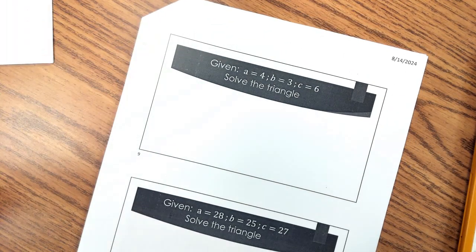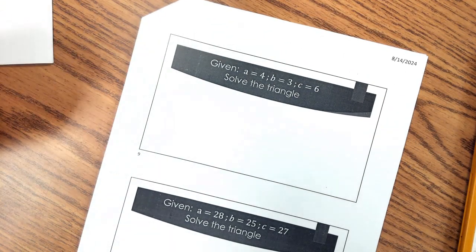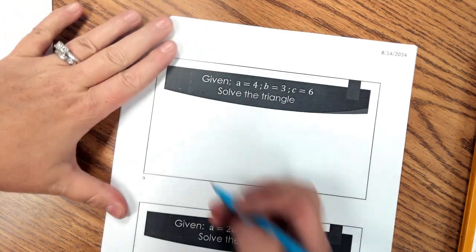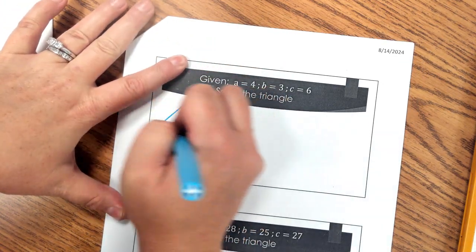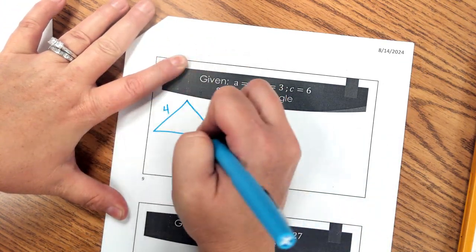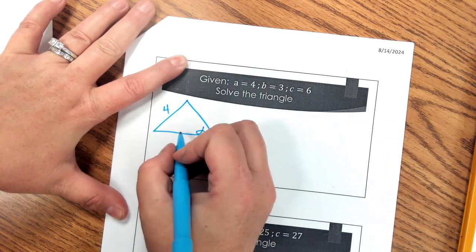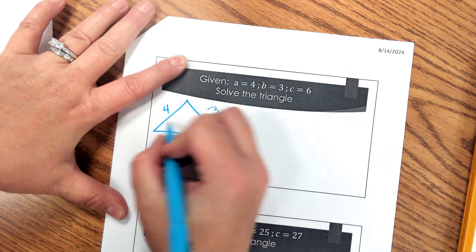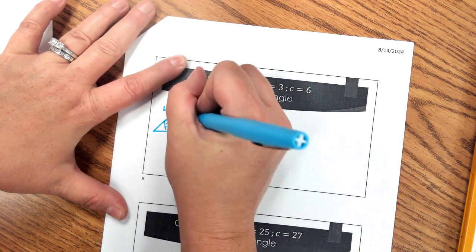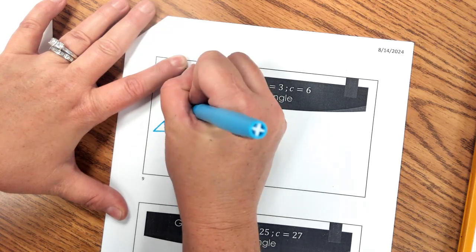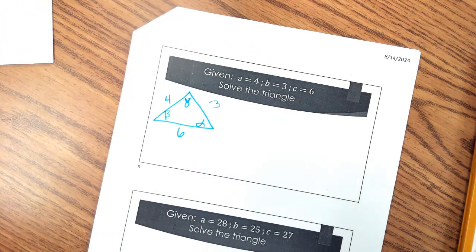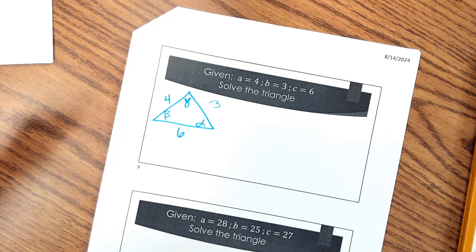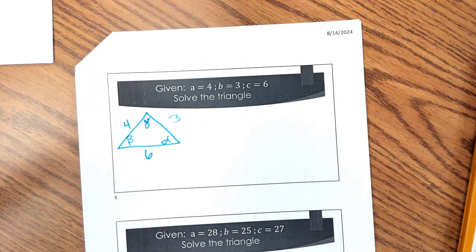Let's do this one because I was given side, side, side now. Okay? So, if I'm going to make this 4, that means this is alpha. If I'm going to make this 3, that's going to be beta. If I'm going to make this 6, that's going to be your gamma. Okay? So now that I have side, side, side, I'm going to have to use the funky formulas, but that's okay.